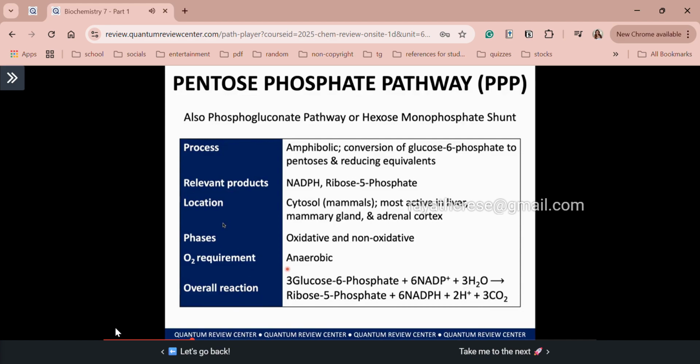And finally, class, here is the overall reaction of your pentose phosphate pathway. See, here is our stoichiometry: 3 glucose 6-phosphate are needed in order to generate 1 molecule of ribose 5-phosphate and in turn 6 moles of NADPH. Right? So again, we undergo PPP 3 times in order to generate ribose 5-phosphate.